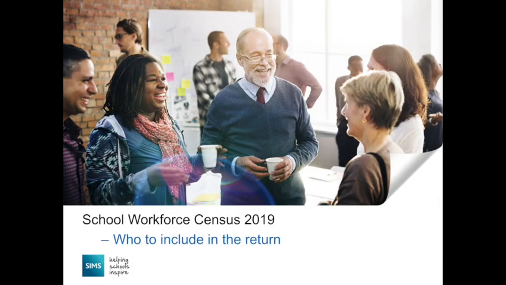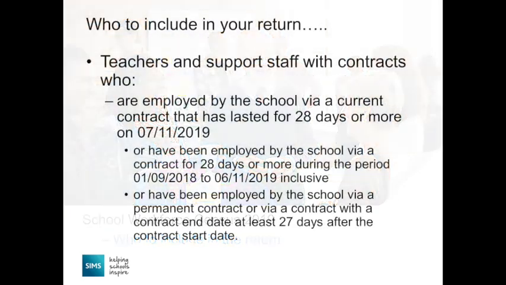Complicated thing here, who to include on the return? I've got an email. Basically, it's any teachers, any support staff with contracts at any point in the last 12 months where that contract lasted for 28 days or more, whether it was 1 or 2 or 3 days a week, whether it was full-time. If the contract rolled on for 28 days or more during the last 12 months, all these details need to be included for these staff.